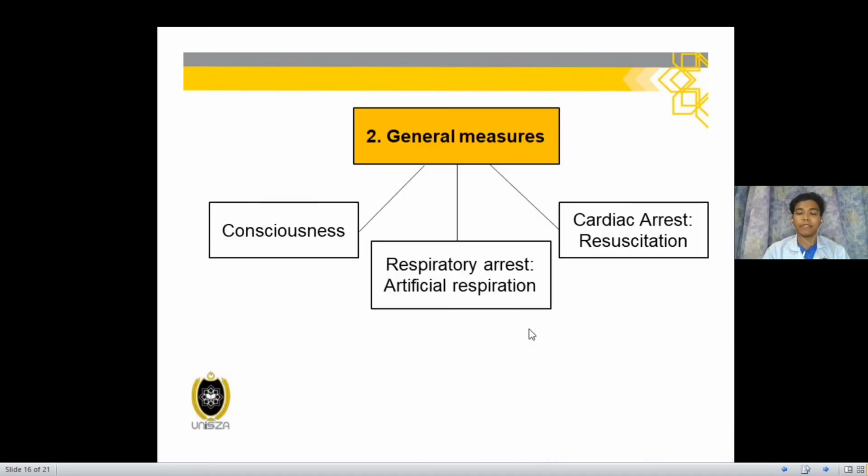Next, the general measure. General measure is performed by certified officers, for example, nurses, doctors, or even paramedics. So what they do is they check the consciousness of the patient, and if the patient is not conscious, they will perform another procedure, for example, artificial respiration, ventilation, or even CPR, resuscitation.